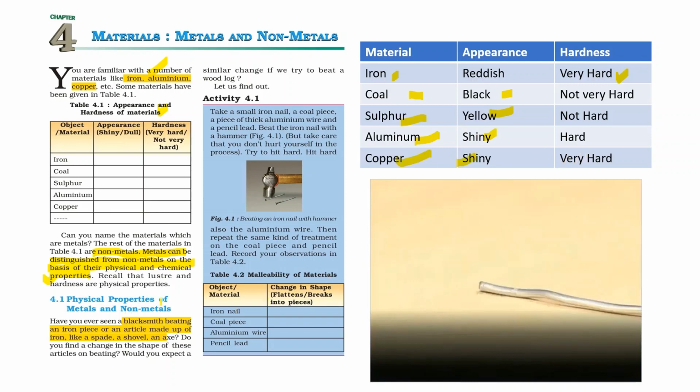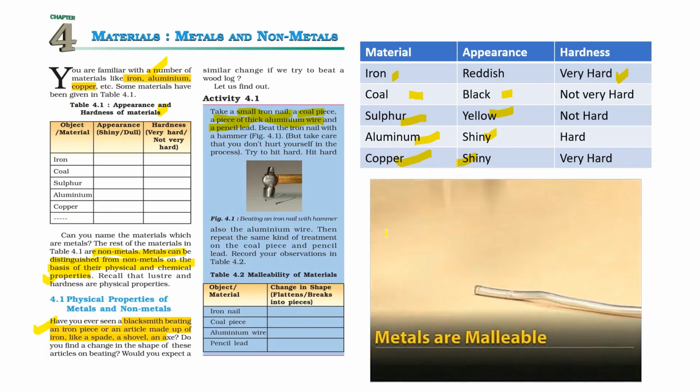For the physical properties of metals and non-metals, we see a blacksmith beating an iron piece or an article made of iron like a spade, and we hear a ringing sound when he beats the materials. There is an activity in which we have taken four materials: a small iron nail, a coal piece, a piece of thick aluminium wire, and a pencil lead, to illustrate malleability. See this video for this activity.